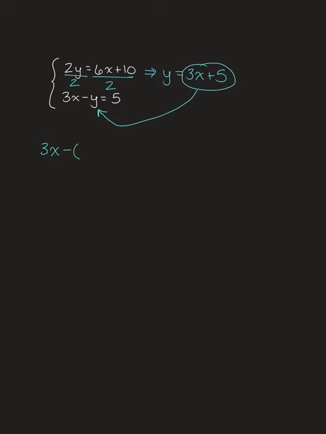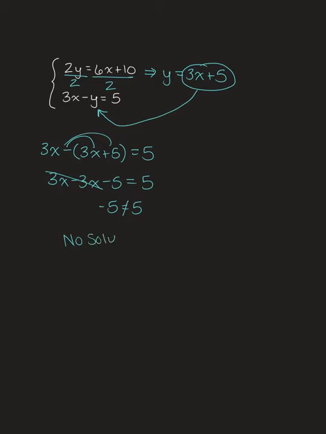So I get 3x minus 3x plus 5 is equal to 5. We distribute the negative. 3x minus 3x minus 5 is equal to 5. The 3x minus 3x, those cancel, that equals 0. And you have negative 5 is equal to 5. Well, that is not a true statement. Negative 5 does not equal 5. Therefore, we have no solution.